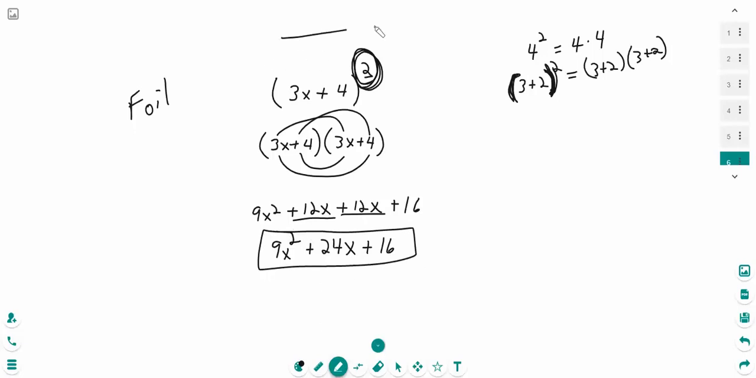So don't let this form throw you off. It's just, again, a multiplication problem of binomials.